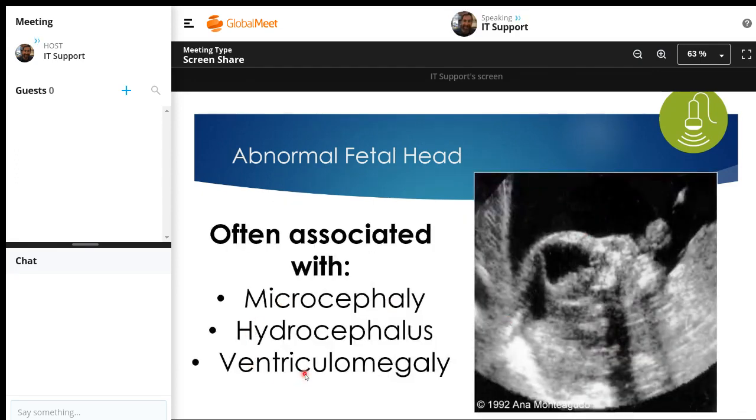They're often associated with microcephaly, hydrocephalus, and ventriculomegaly. It's kind of like an omphalocele or gastroschisis. If those organs are outside of the body, that belly is going to be smaller. So if that head tissue is outside of the head, the head's going to be smaller. That's why we have the related microcephaly, hydrocephalus, and ventriculomegaly, just because that brain tissue is abnormal because it's not in the right spot, causing that fluid to build up.